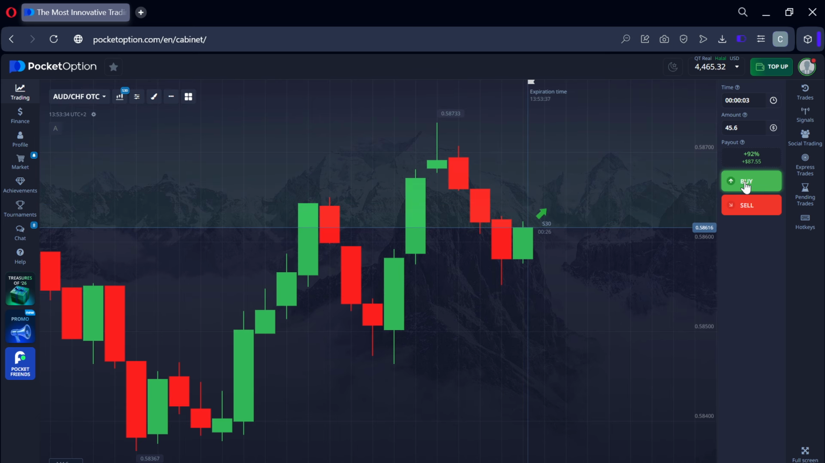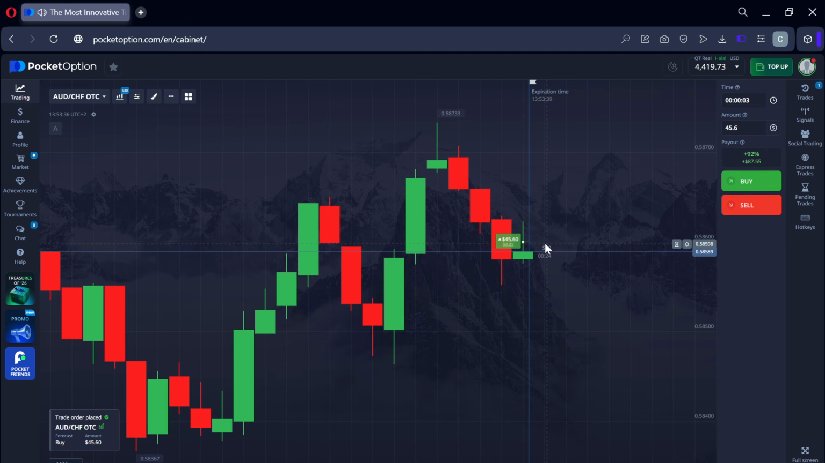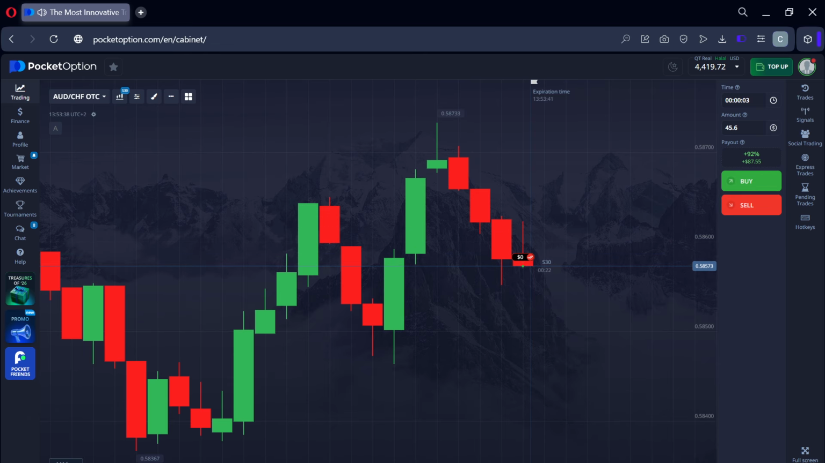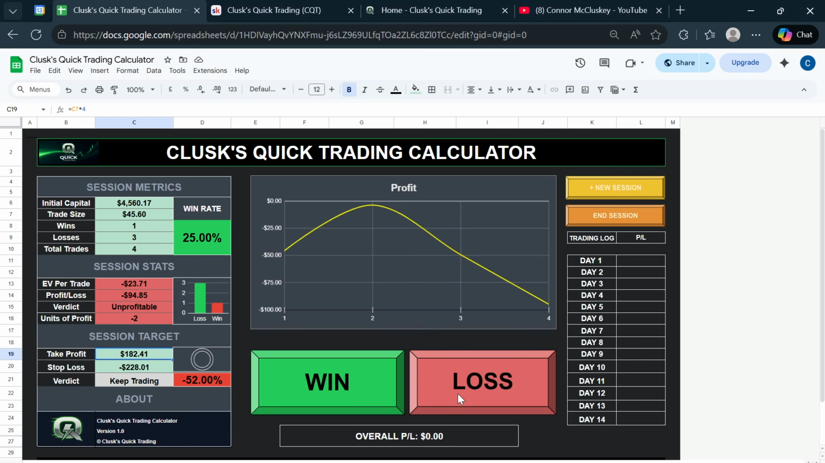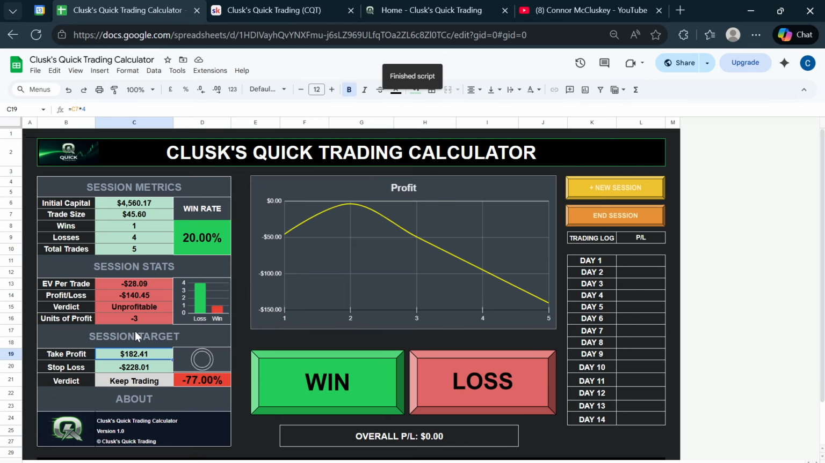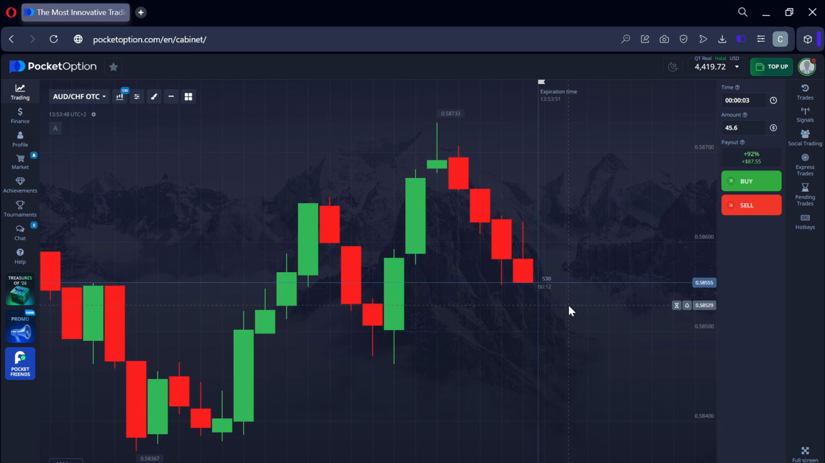Looks like this is going to go up, so we can take this trade for a buy. And once again, it has gone down. Yeah, it happens. That's part of trading. But it looks like we are 2 more units away from hitting our stop loss. But that's just how trading works using these YouTube strategies.